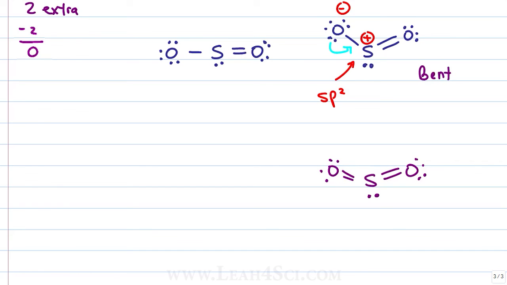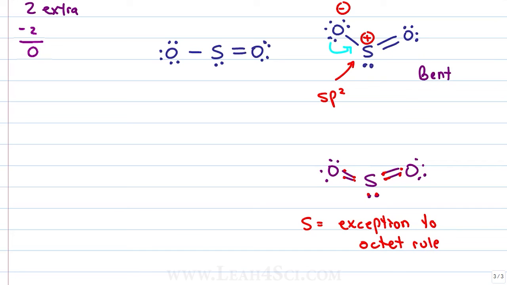If you're thinking, wait a minute, Leah, doesn't this violate the octet rule? Sulfur now has 1, 2, 3, 4, 5, 6, 7, 8, 9, 10. You would be right to think so, except that sulfur is an exception to the octet rule, and it can have more than a total of 8 electrons in its outermost shell.